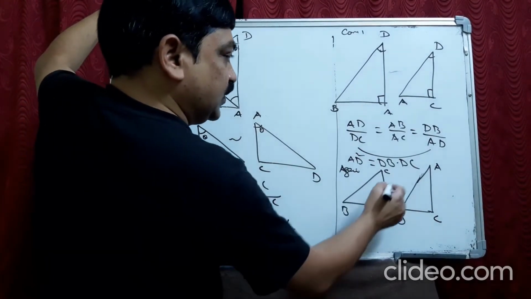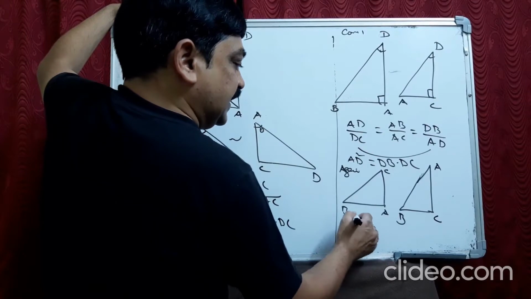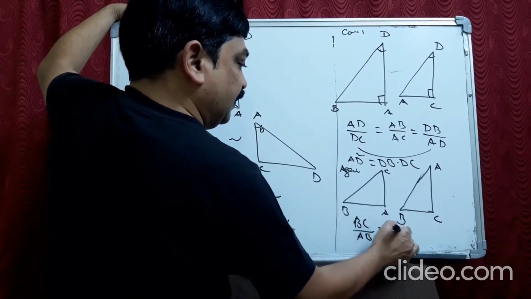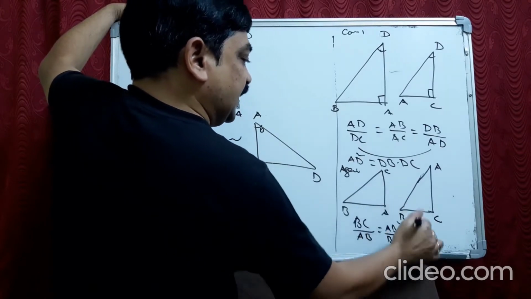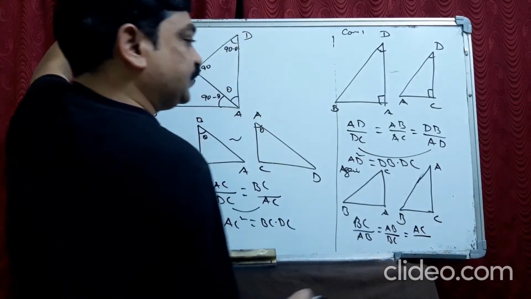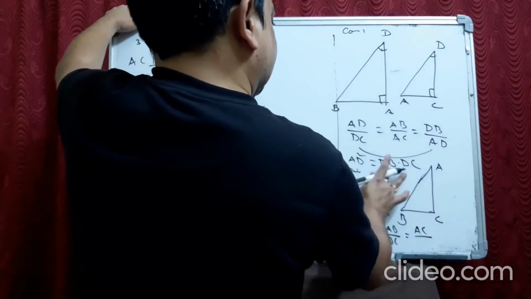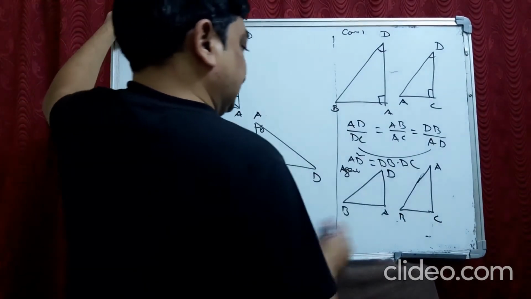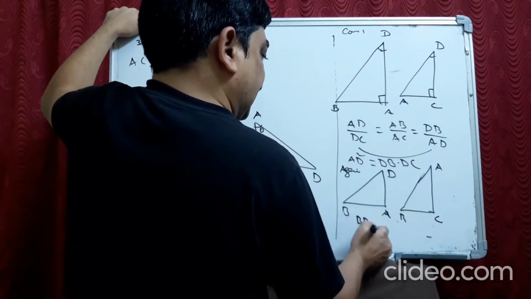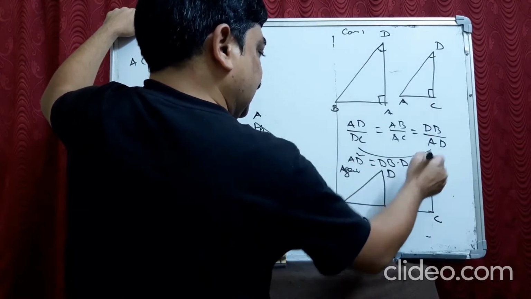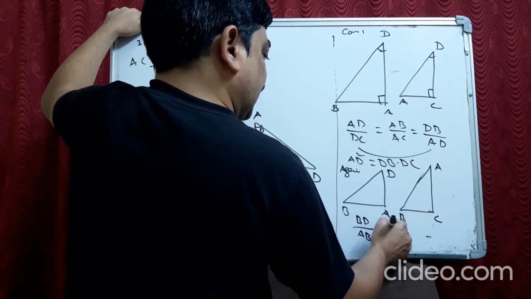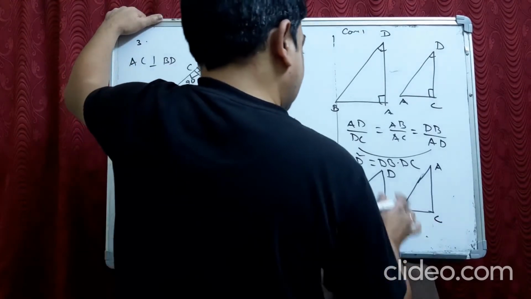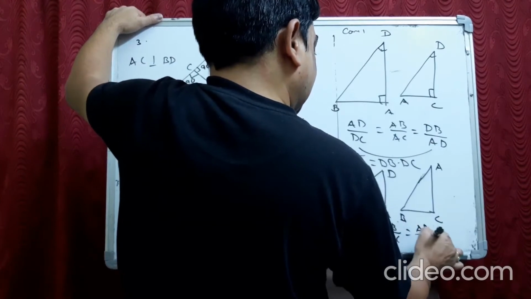Now let us write the ratio. These 2 are similar. So BC by AB is equal to AB by BC is equal to AC by... Sorry, this is D. I'm very sorry. Bigger triangle is D. I'm writing C always. So BD by AB is equal to AB by BC is equal to AD by AC.